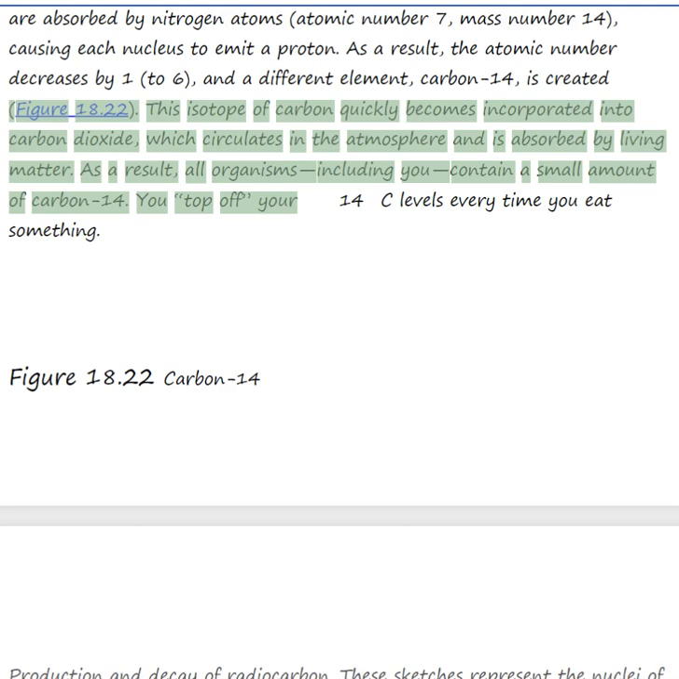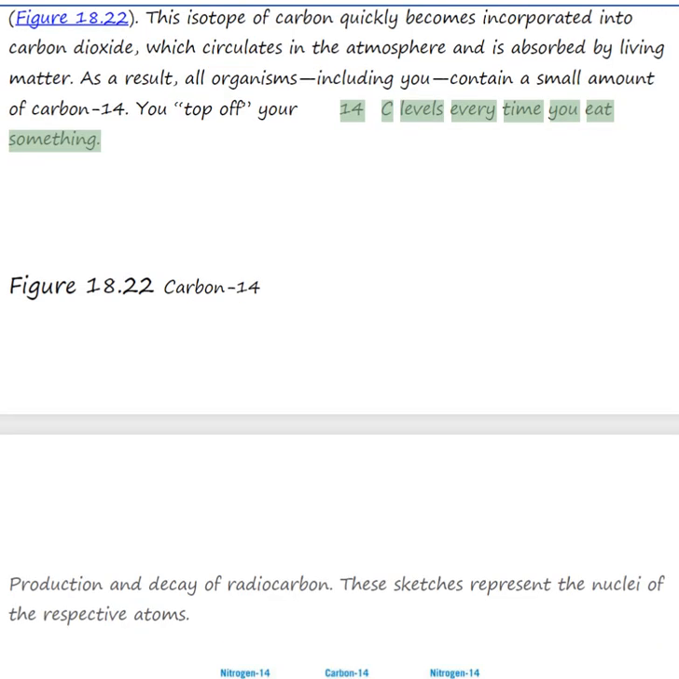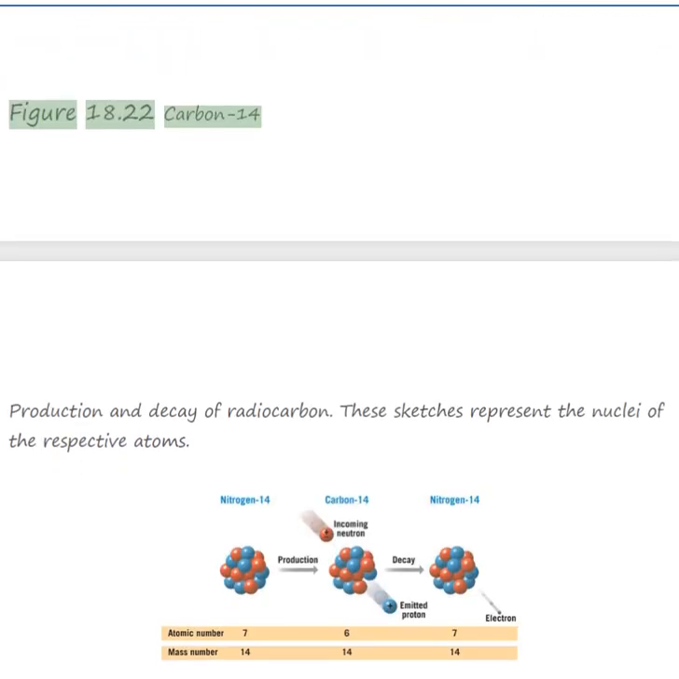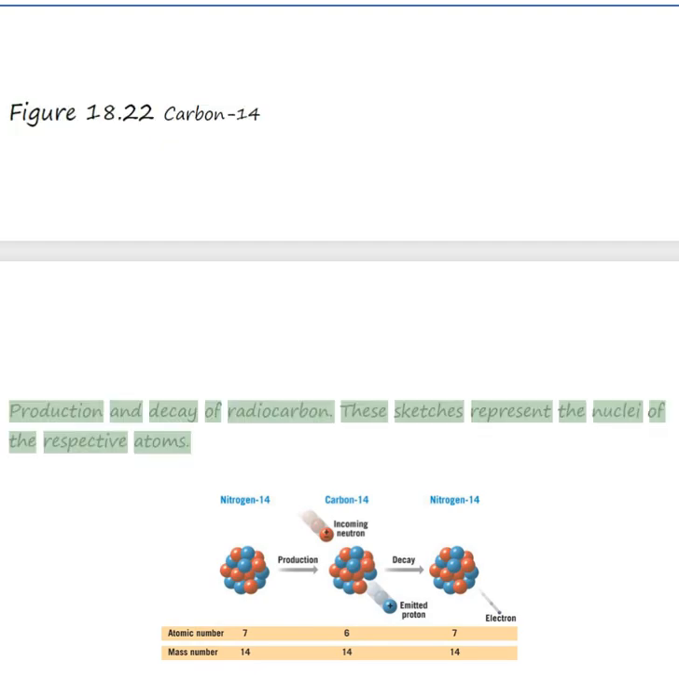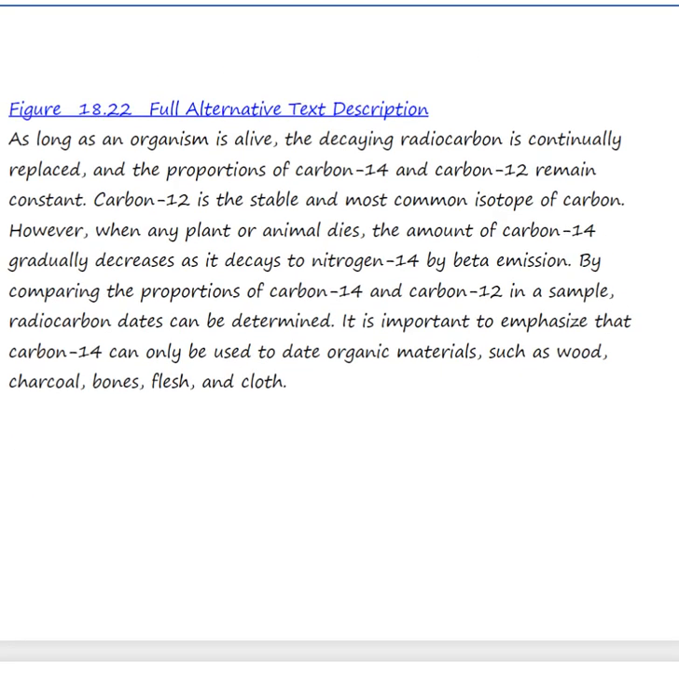You top off your 14C levels every time you eat something. Figure 18.22 Carbon-14. Production and decay of radiocarbon. These sketches represent the nuclei of the respective atoms. Figure 18.22 Full alternative text description.